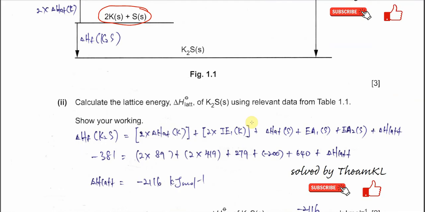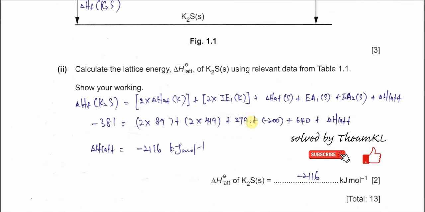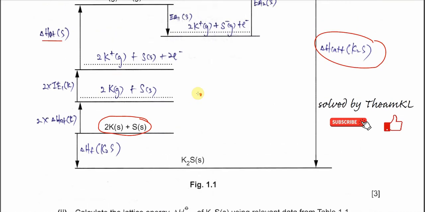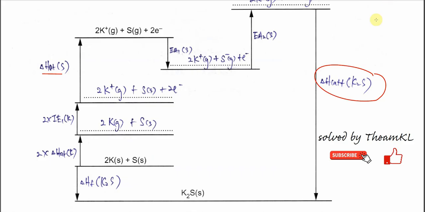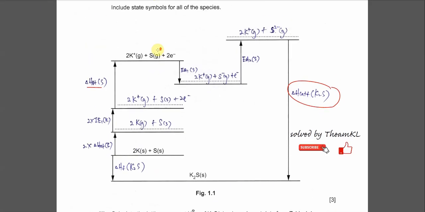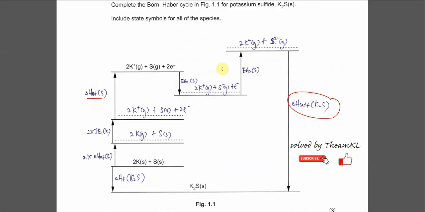And after that, calculate the lattice energy for potassium sulfate. Use data from table 1.1. I will not go back to the table; you can get all the values from the question. I will just use this Born-Haber cycle in order to get this. Let me make it a bit smaller so you can see the whole diagram. In order to calculate the lattice energy, we need to start with this formation.